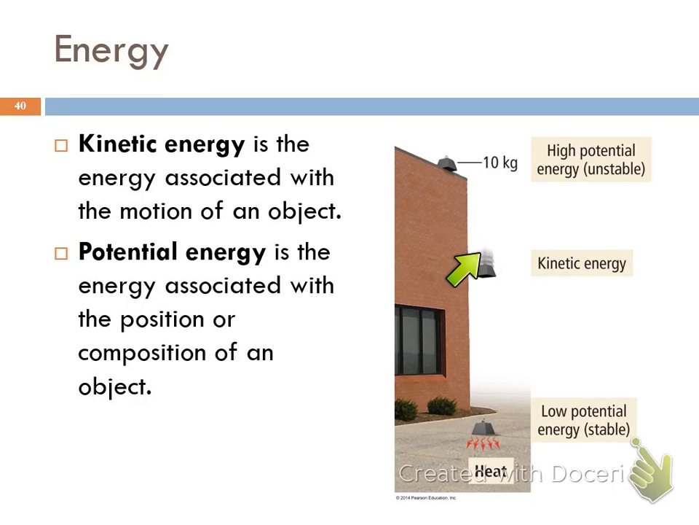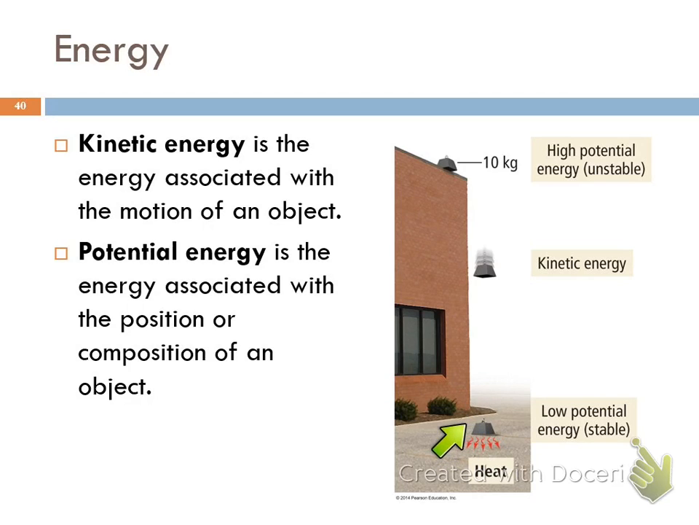As it's falling, its speed increases, its motion increases, and its kinetic energy increases. The faster it goes, the more kinetic energy it has. Where did that kinetic energy come from? It came from the potential energy. The potential energy that was high here becomes lower and lower as it gets closer to the ground. When it hits the ground, it now has low potential energy.